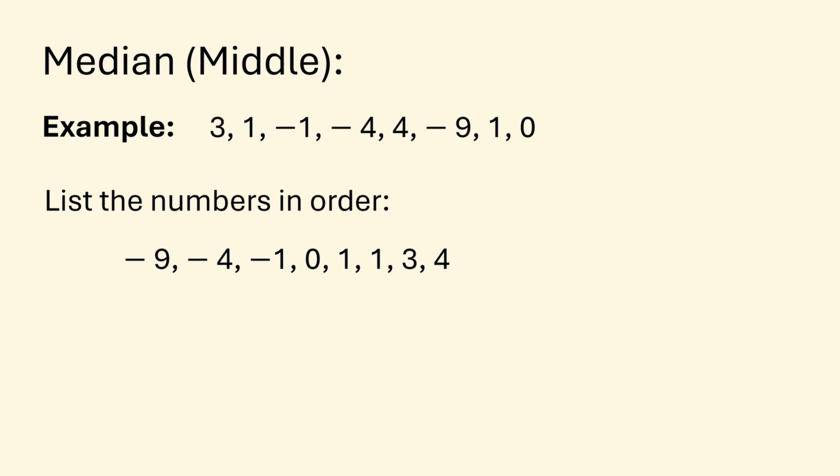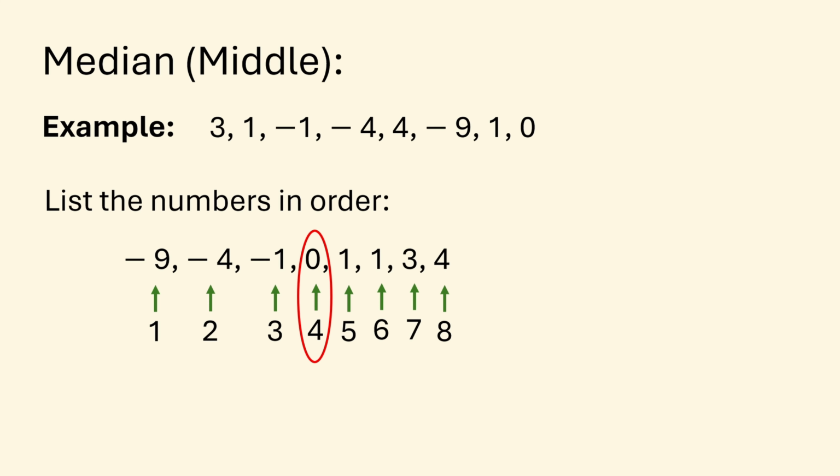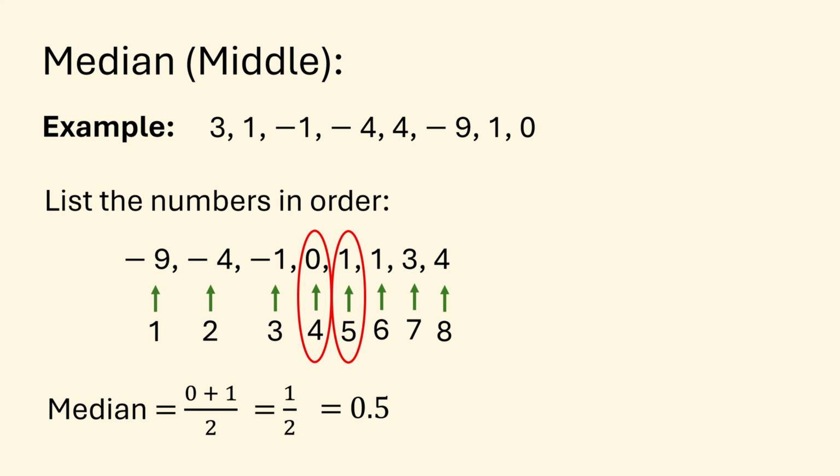Since we have 8 numbers, an even number, the median is the average of the fourth and fifth values. Fourth value is 0, fifth value is 1. So the median is 0 plus 1 divided by 2, which is equal to 1 divided by 2, which is equal to 0.5. Therefore, the median value is 0.5.